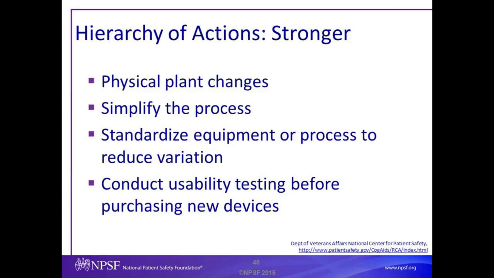Next, let's look at the actions identified as stronger. Facility changes would be in this category. Another stronger action is simplifying the process, really teasing out the continuous improvement perspective and getting the noise out of the equation. Other stronger actions are standardizing equipment or processes to reduce variation, and conducting usability testing before actually purchasing new devices.